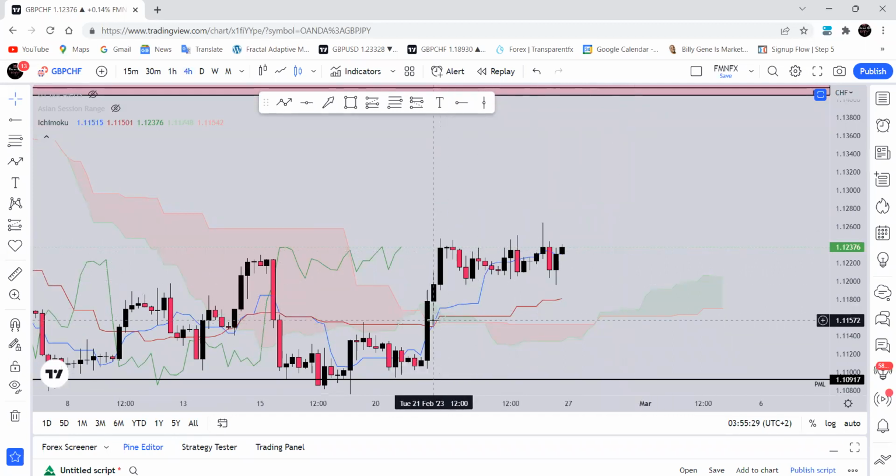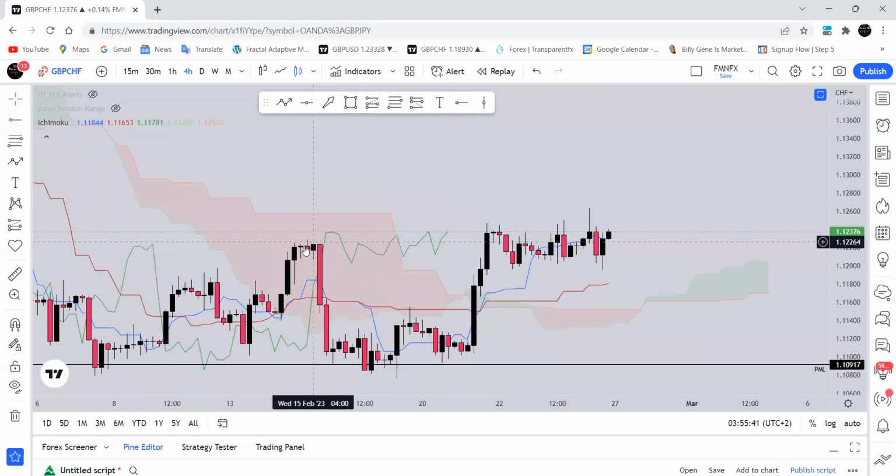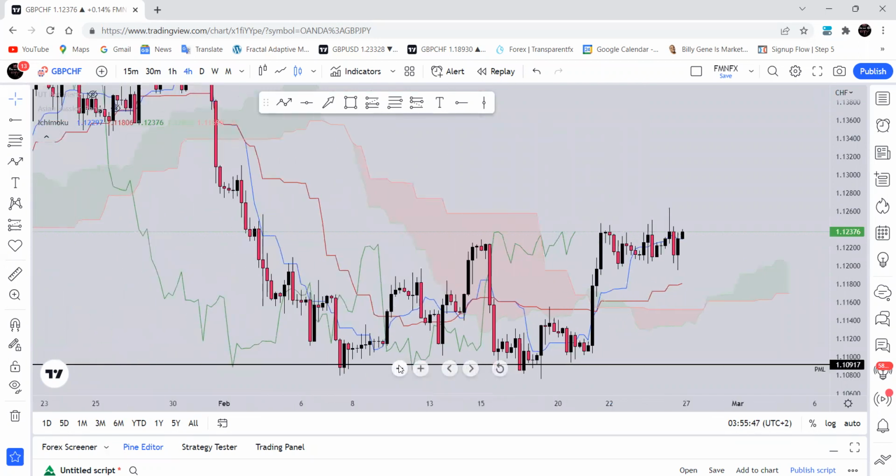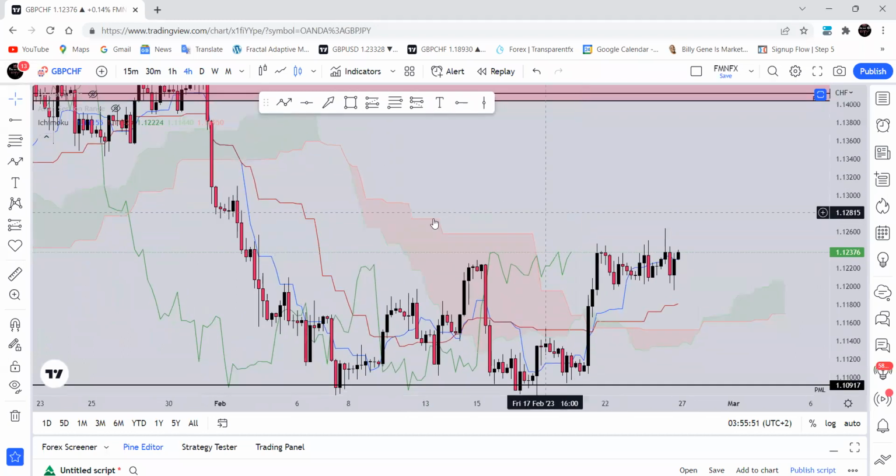See, it's got the TK cross, right? You got the bullish cloud. You got Chikou himself above and away from price, and price broke and closed above. So for sure. And it passed this high, and now it was consolidating. So let's see here, because it broke this high.